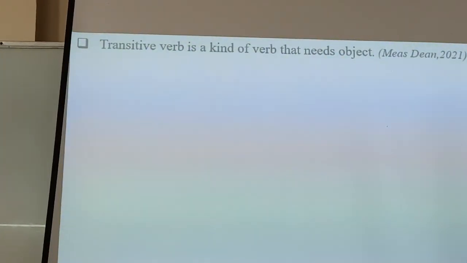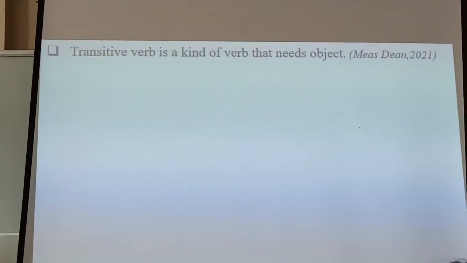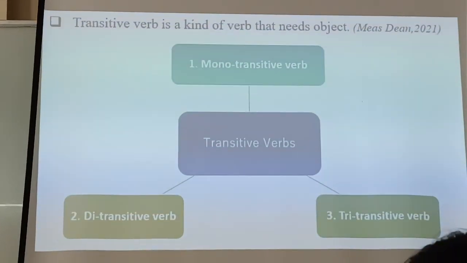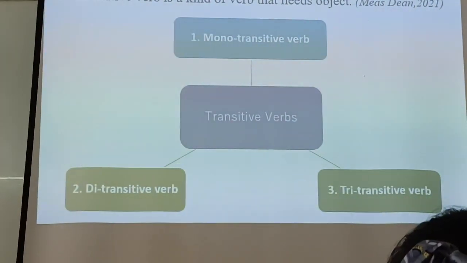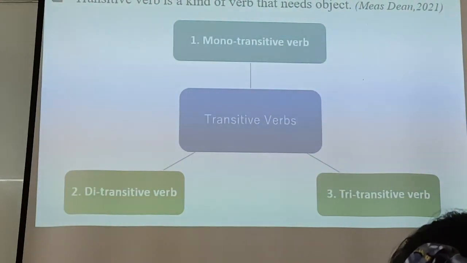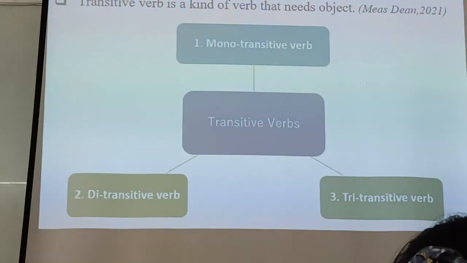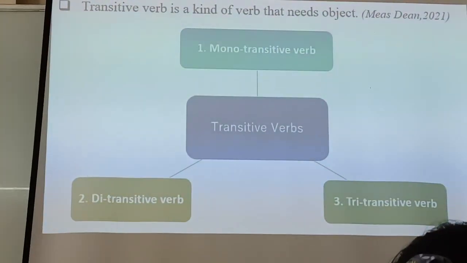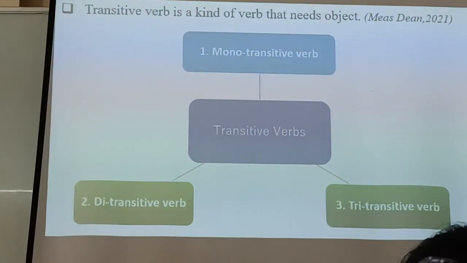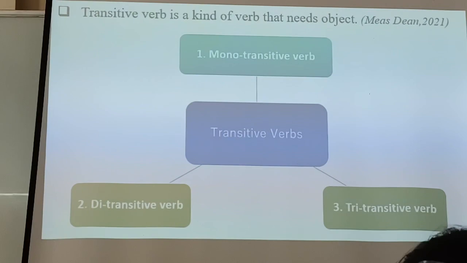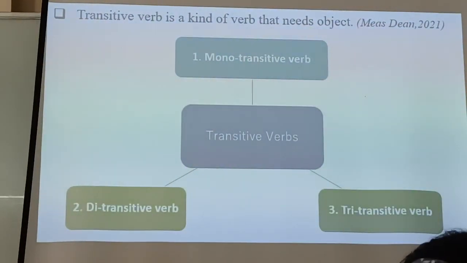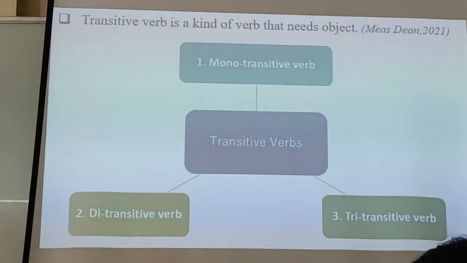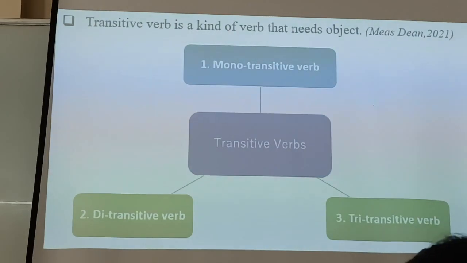Okay, in short, a transitive verb is a verb that needs an object. So this is what we have to remember. And after reading some grammar books, I found that there are three types of transitive verbs in English. One is the monotransitive verb. Mono means one, which is the verb that needs a single object. Two is the ditransitive verb, which needs two objects. And three is the verb that's followed by three objects, but the third object is usually presented as a prepositional phrase.